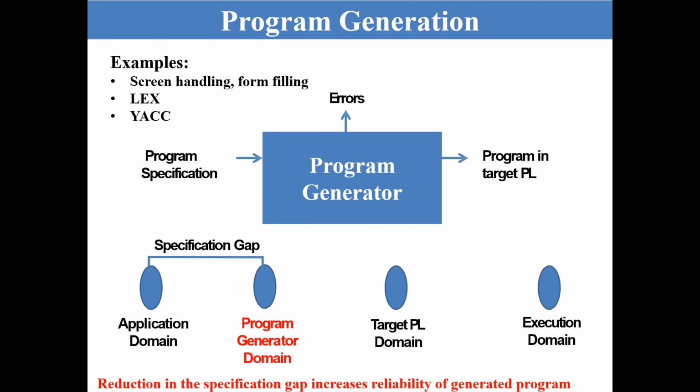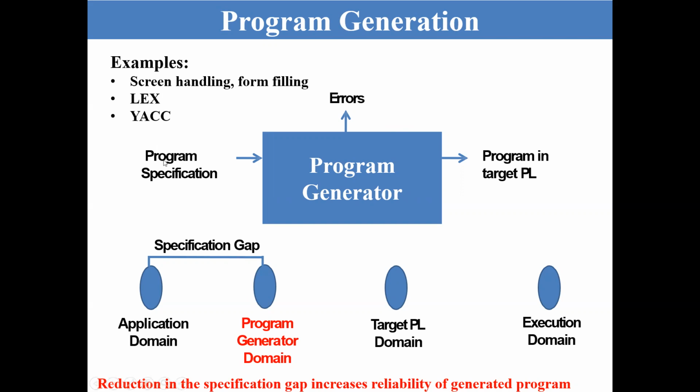The source language is a specification language of an application domain, and the target language is a program in a programming language, right? So here we can simply say in this slide that the program generator domain is introduced in between this application domain and target PL domain. So it occurs in between these two domains. Here you can see in this diagram the program generator domain. The program generator is software which accepts the specification of a program to be generated and generates a program in the target programming language.